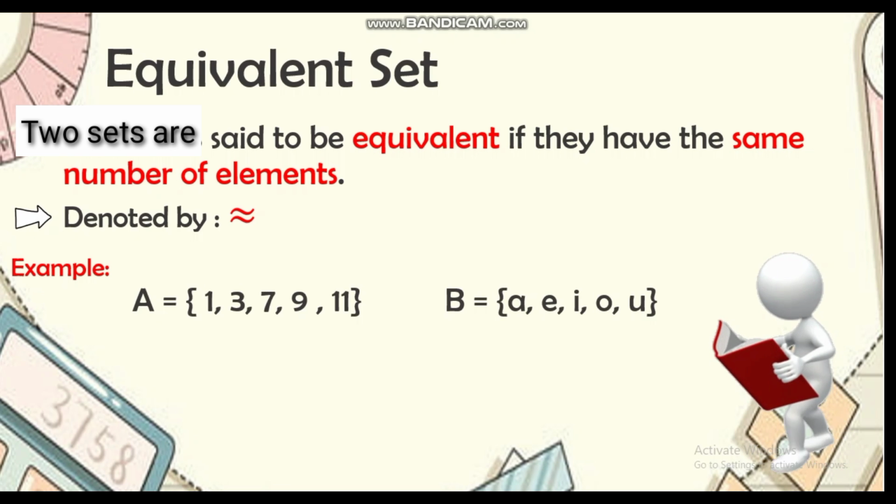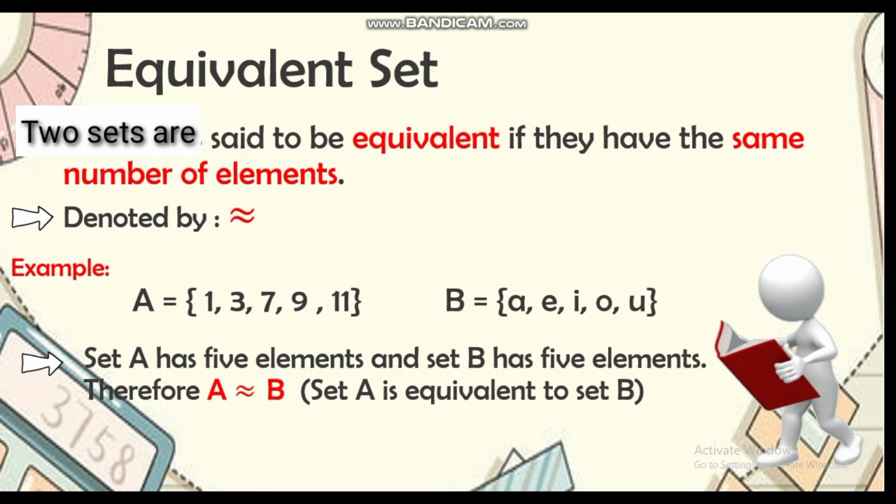So for example, we have given the sets A and B. So set A is 1, 3, 7, 9, and 11. On the other side, we have set B is A, E, I, O, and U. So looking at the two sets, no?